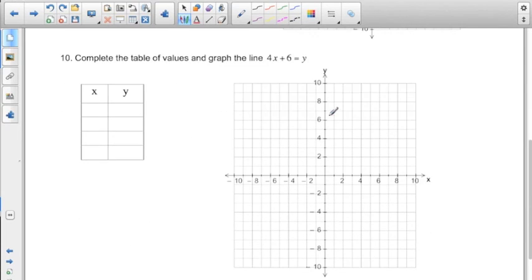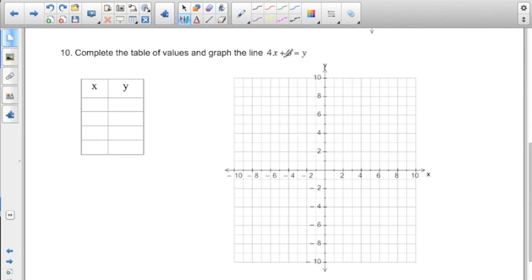Same thing for 10. Here it's written 4x plus 6 equals y, which is the same thing as y equals 4x plus 6. So same thing, 0, 6. When x is 0, y is 6, and then we do rise, 1, 2, 3, 4, over run, and we can see that our line is going to go just like that. Same thing, 0, 1, 2, 3. Well, we can say when x is 0, y is going to be 6.